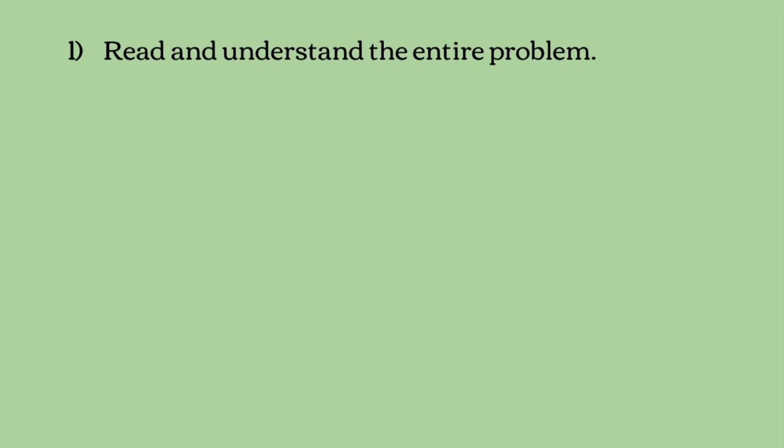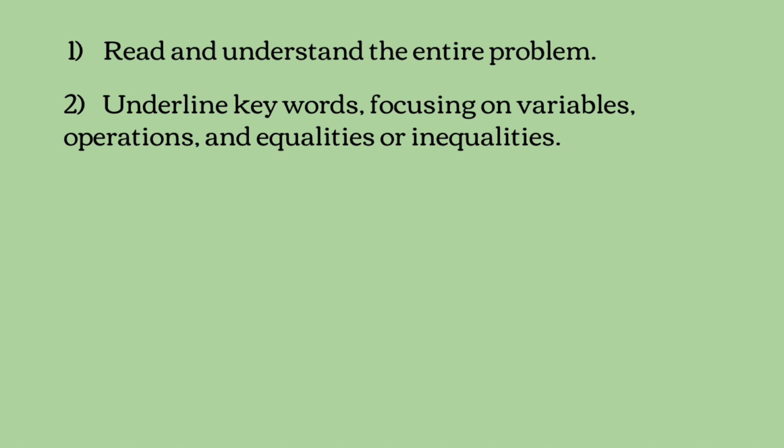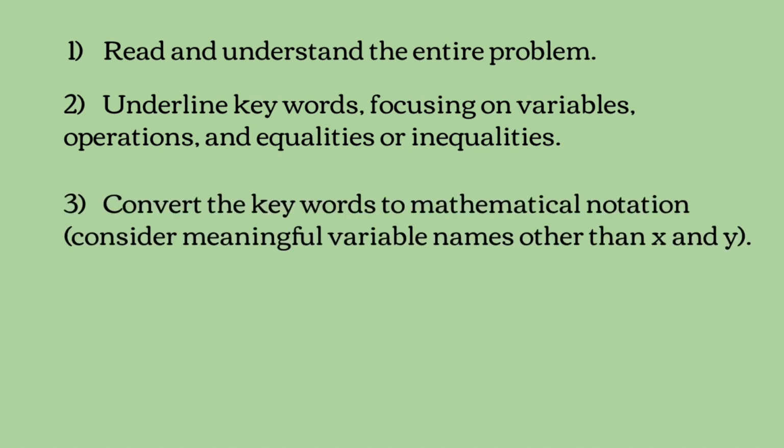So the first step of evaluating a word problem is to read and understand the entire problem. The second step is to underline keywords, focus on variables, operations, and equalities or inequalities. The third step is to convert the keywords into mathematical notations. We're going to go over mathematical notations in the next slides.